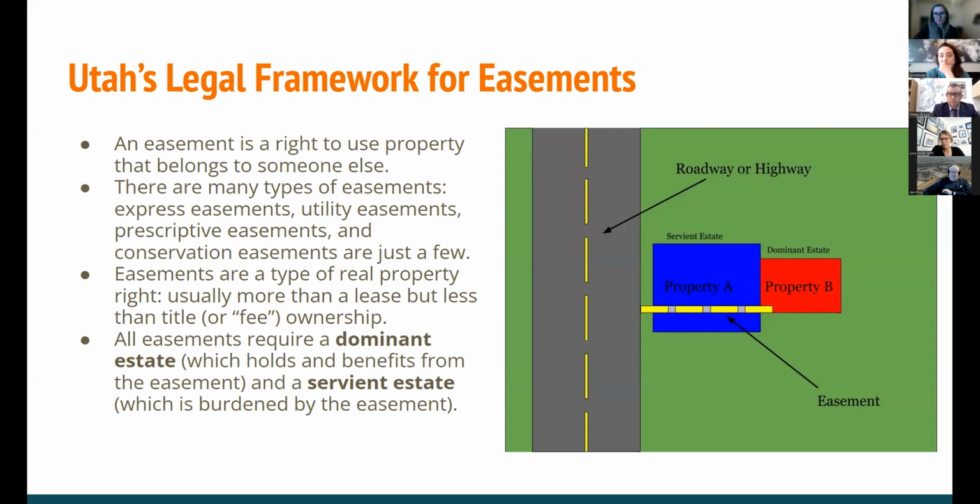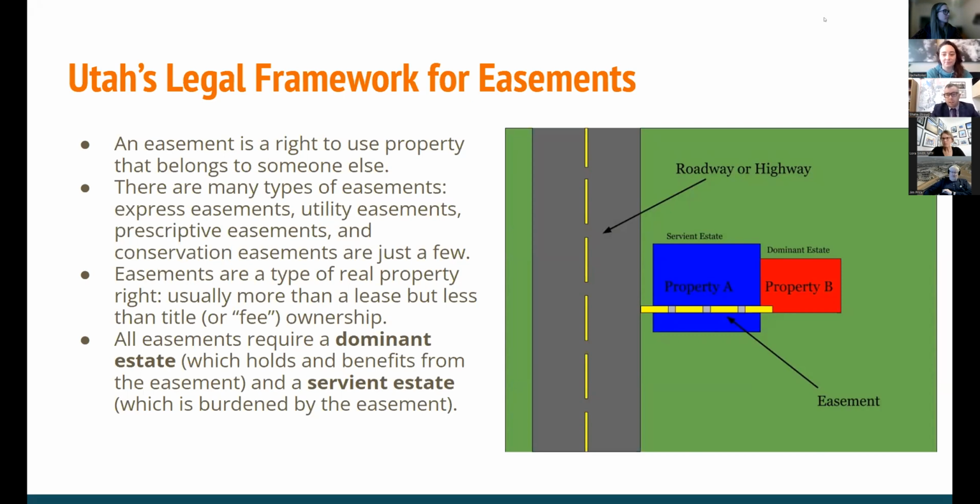So there are many different types of easements. There are express easements. Express easements are simply easements where you have an agreement with the landowner. Usually it's written. In fact, most of the time it must be written because it relates to real property, and it is recorded on the real property deed through the recorder's office.